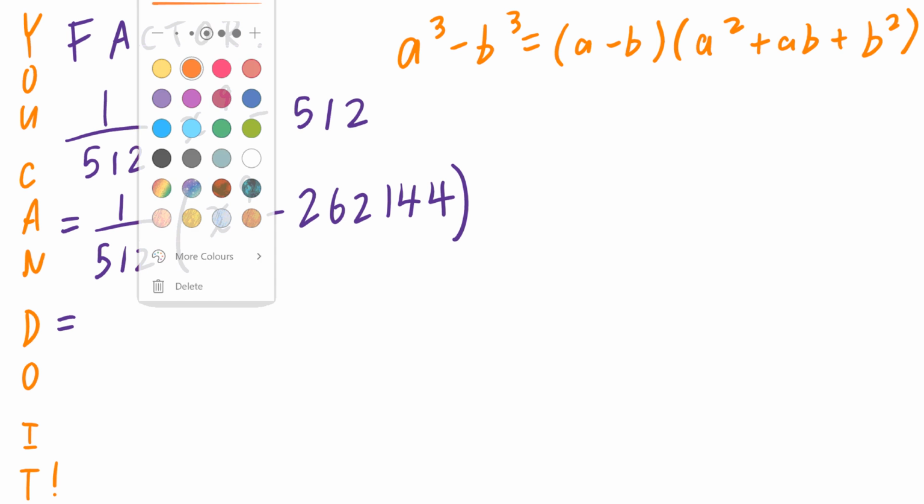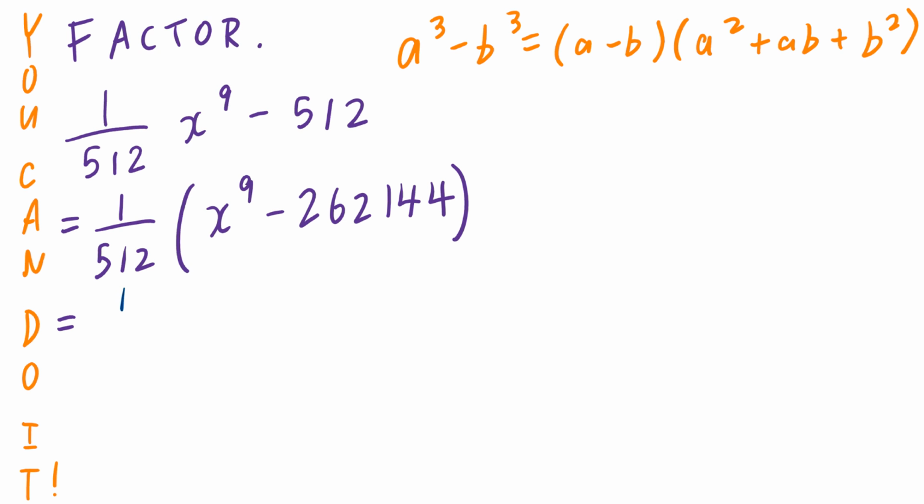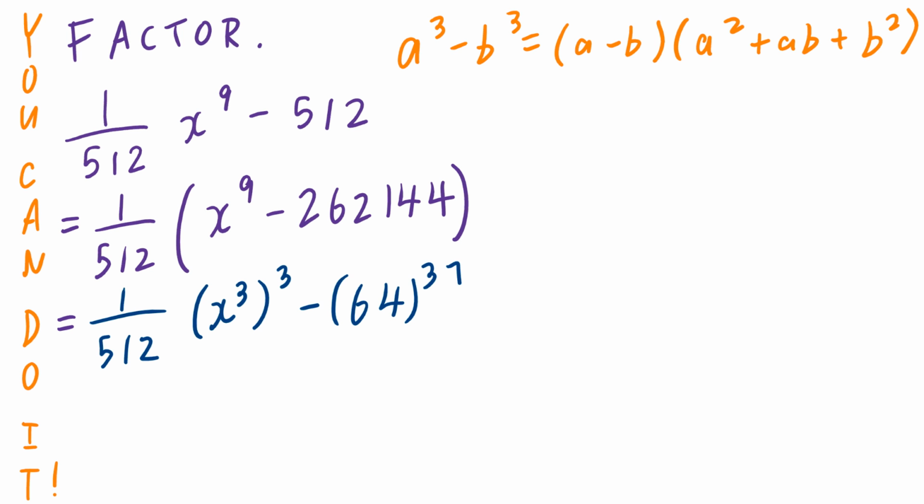So when you think about this in this example, here is step 2. You copy the common factor of 1 divided by 512. When you think about x to the power of 9, express this as a perfect cube. So x to the power of 9 equals x cubed in brackets to the power of 3. Likewise, the cube root of 262,144 is going to be 64 to the power of 3.